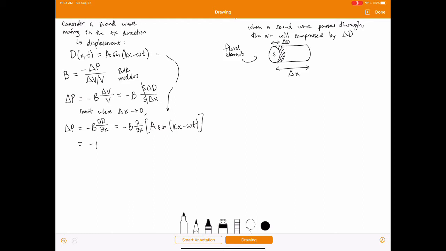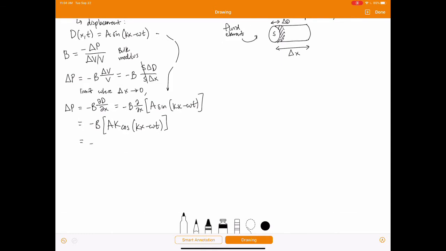Okay, so I have minus B out front. When I take the derivative of the sine function, I get cosine. So I have A and then cosine(kx minus omega t), but I'm not done yet because I need to take the derivative of what's inside the sine function, which brings out a factor of k. So I have minus B times A times k cosine(kx minus omega t). That's the change in pressure.